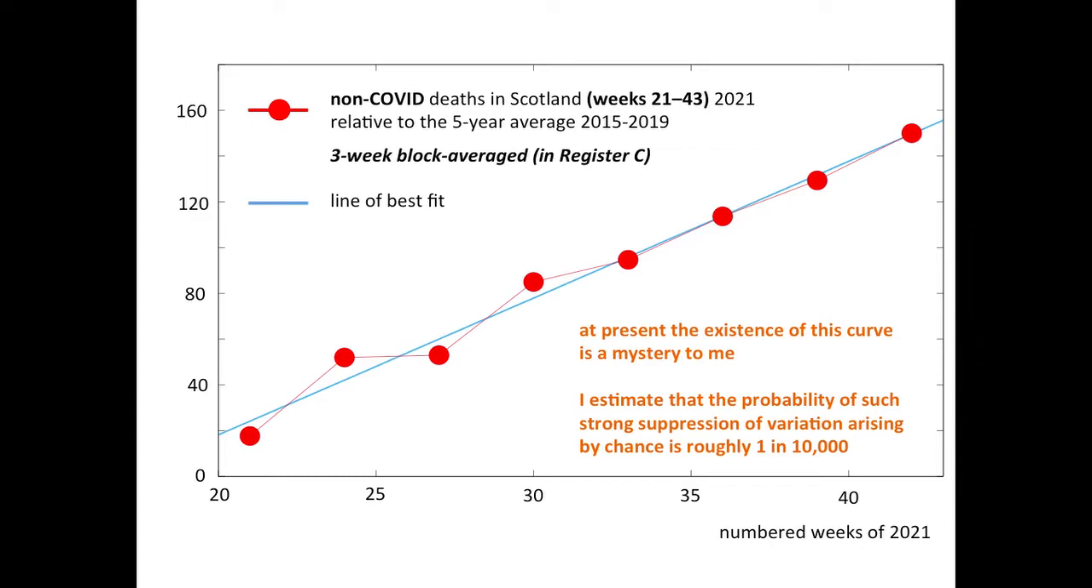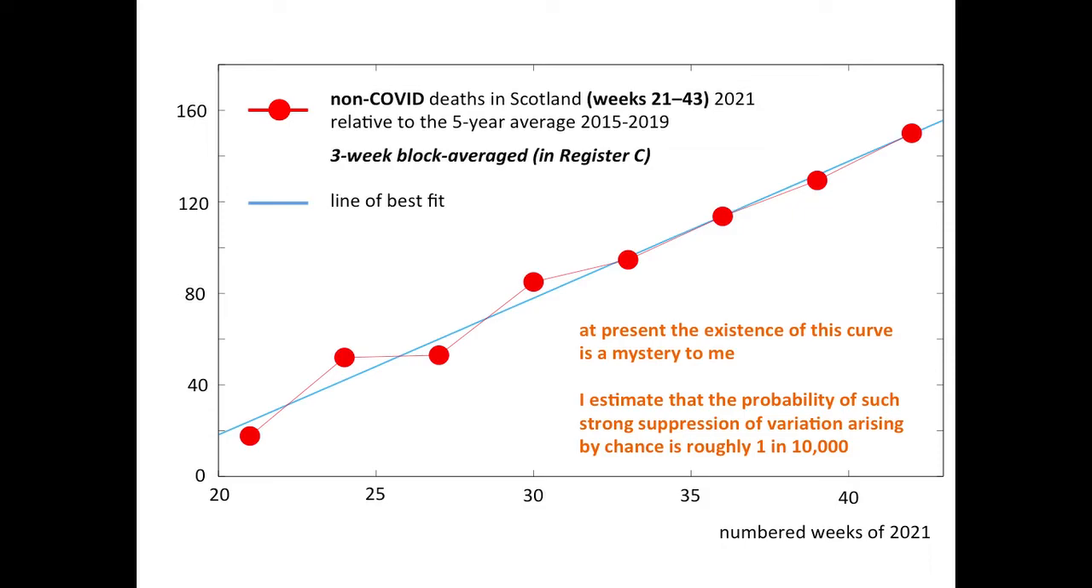Here is a plot of the data with 3-week block averaging in this particular register. And remember, these data points come from the sum of excess mortality in 5 different causes of deaths, and over a 23-week period they lie along an almost perfectly straight line. The existence of this curve is a mystery to me.